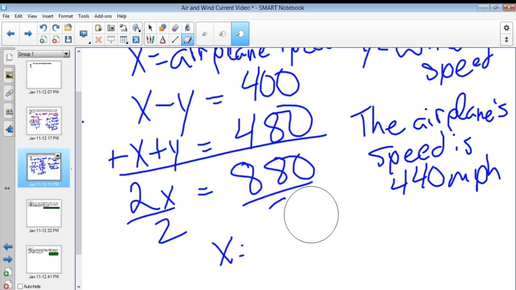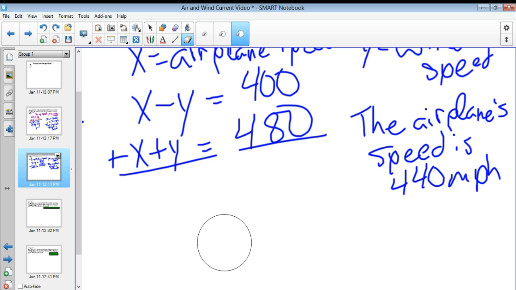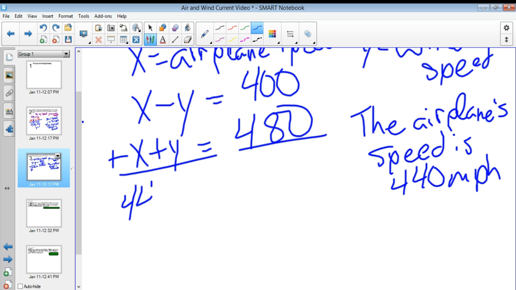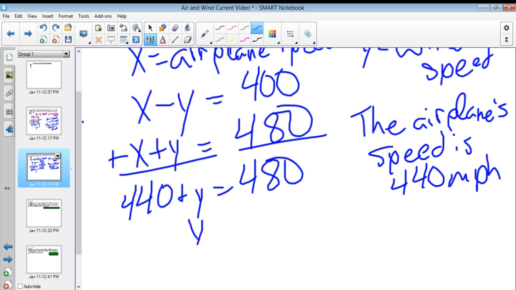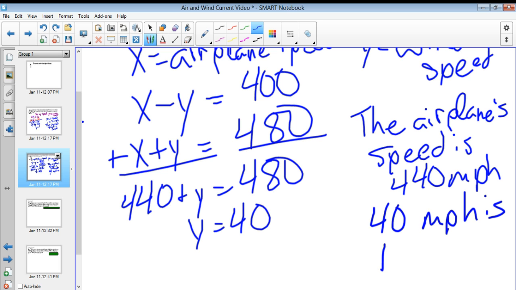Plugging that in, I'm going to be solving that for y. 440 plus y is equal to 480. Therefore, y is equal to 40 miles per hour. So 40 miles per hour is the wind speed.